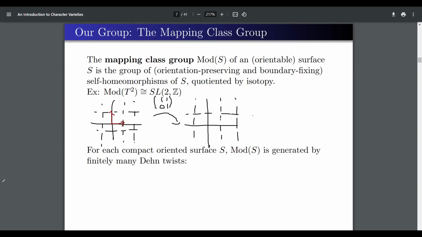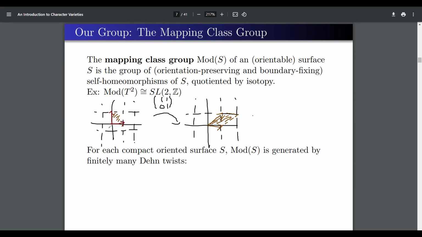Then 1, 0 gets sent to 1, 0. And 0, 1 gets sent to 1, 1. So the whole thing is shifted somewhat. If I could fill in, this is the original unit square that represents the torus. And now that unit square gets sheared over to this parallelogram right here.